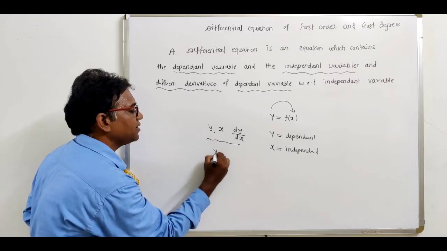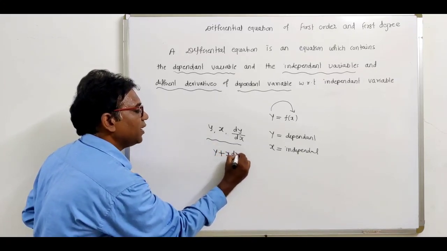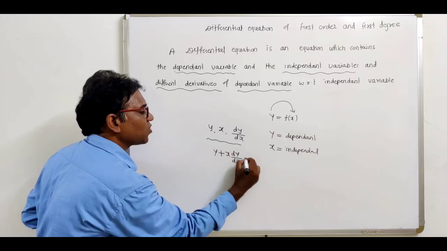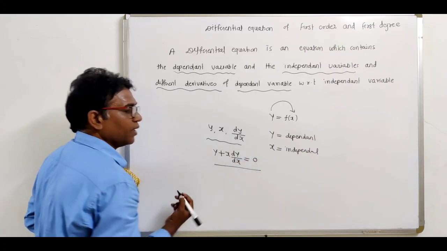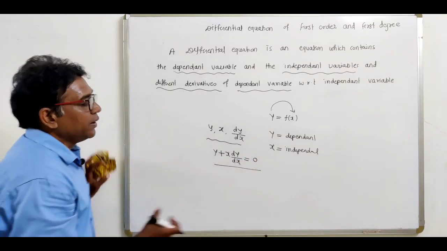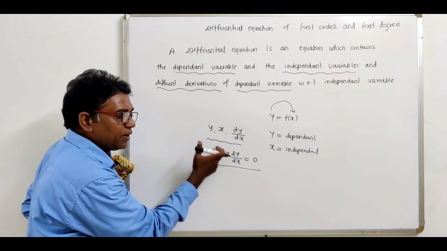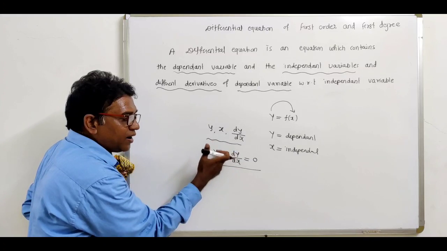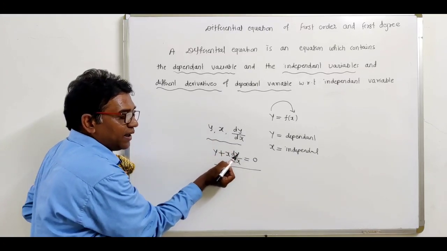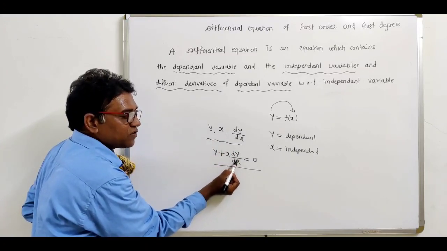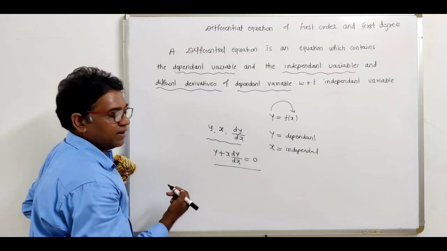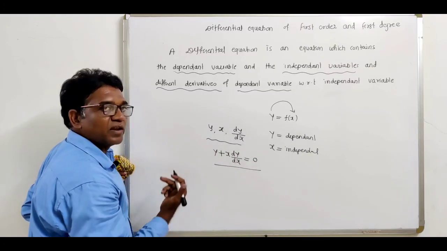So if you take something like y plus x into dy by dx, this is called a differential equation. It is the combination of the dependent variable y, the independent variable x, and the derivative of the dependent variable with respect to the independent variable x.